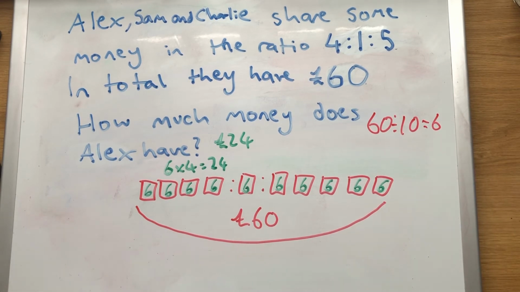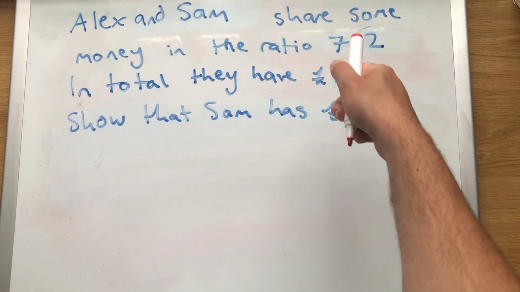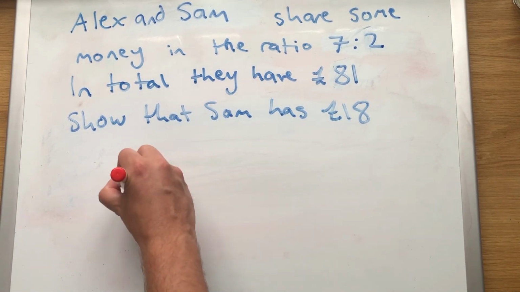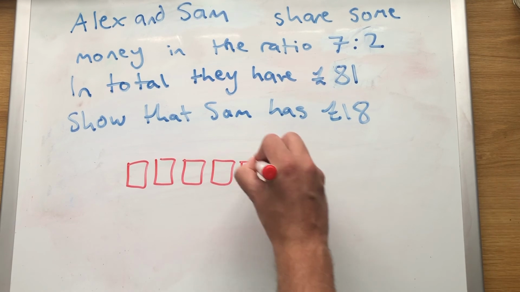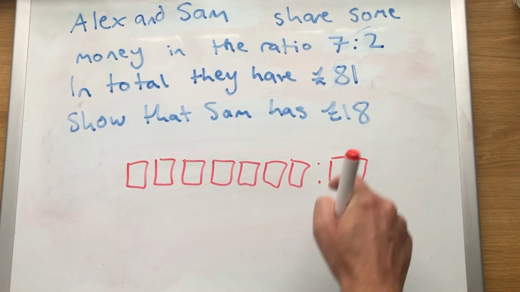One more example. Okay, Alex and Sam share some money in the ratio 7:2. In total, they have £81, so show that Sam has £18. By now, we should know what we're doing. It's nice and straightforward, nice and simple. The ratio is 7:2. What's our first step? Draw the ratio out. We know how to draw out 7 to 2. 1, 2, 3, 4, 5, 6, 7 to 2.